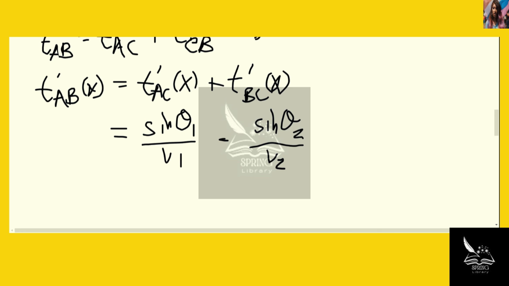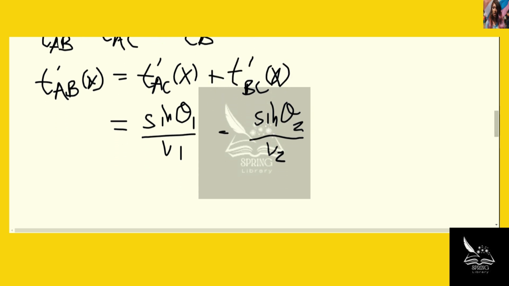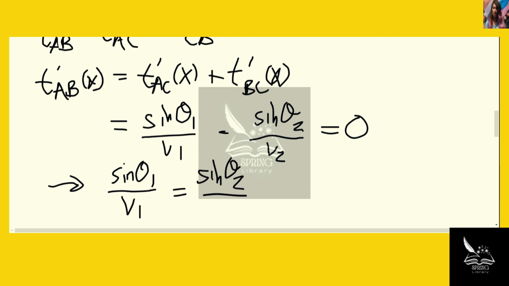And now, by Fermat's principle, we want to find the path that minimizes the time taken. So we want to find the value of theta, I guess you could say, or the value of x, such that t prime of AB equals 0. And therefore, we obtain that the sine of theta 1 over v1 equals the sine of theta 2 over v2. And this is Snell's law.